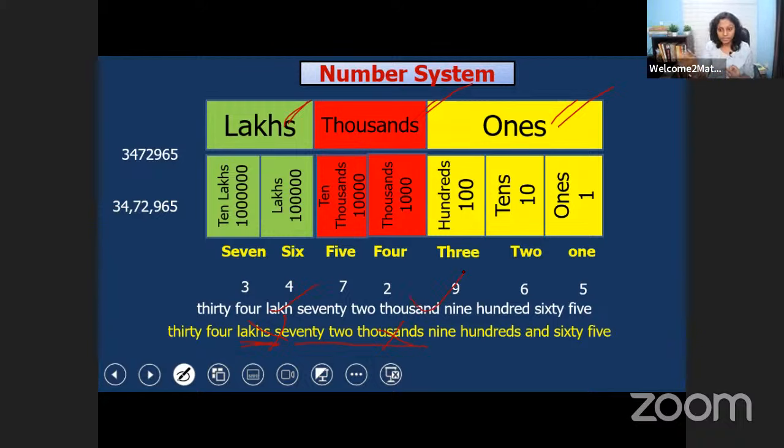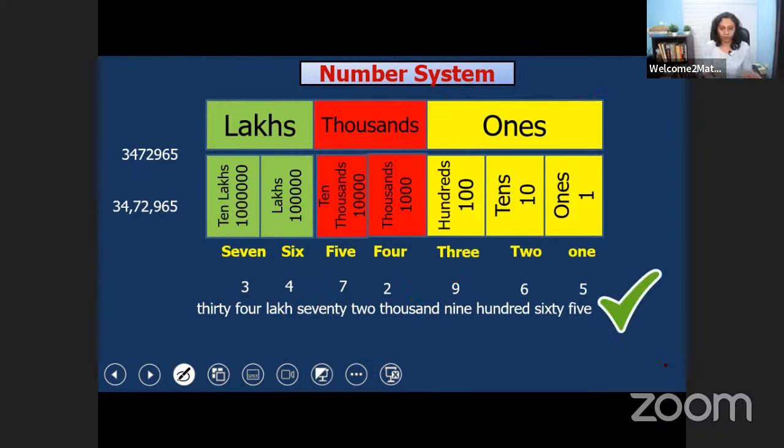Another mistake always made by children is that before the ones period they always add "and". There is no need to add any "and". That means for 965, no need, just write 965. So that is the wrong way. What would be the right way? This is the right way that I have already shown you: 34 lakh 72,965. Got it?